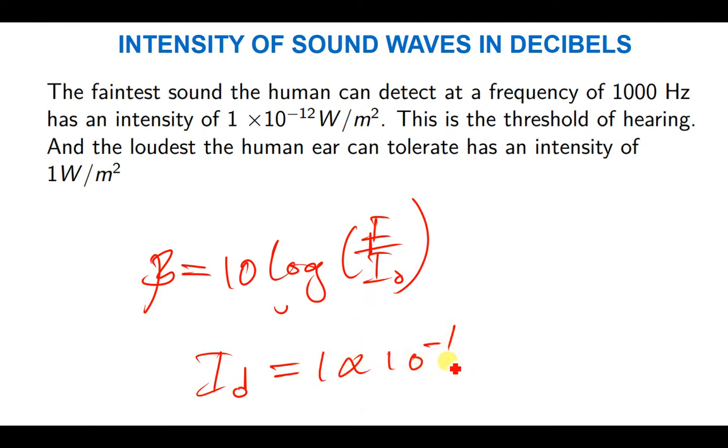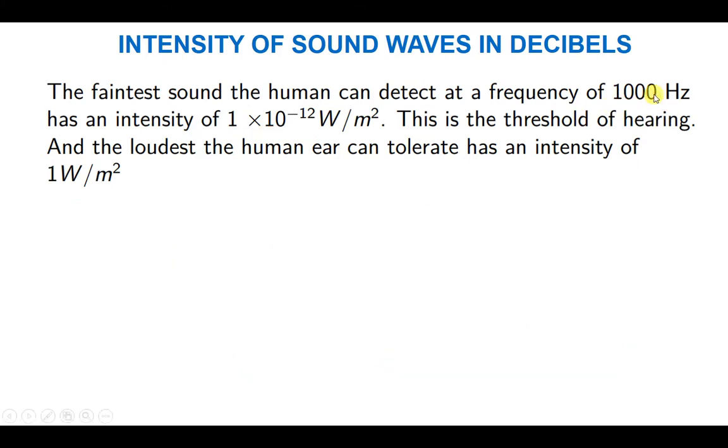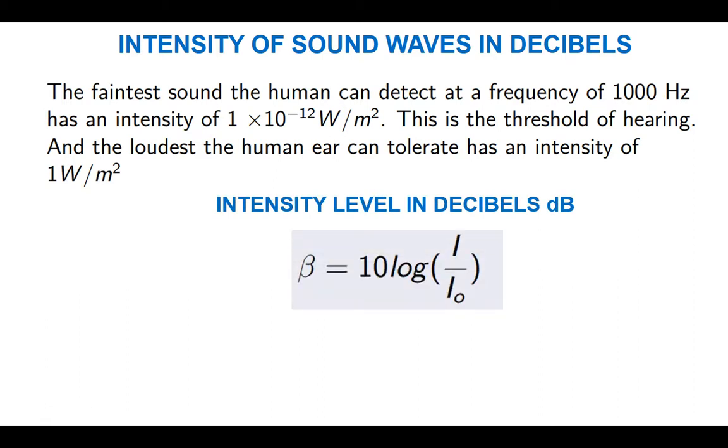I naught is equal to 1 times 10 to the power negative 12 watts per meter squared. That is the minimum intensity of sound that the human ear can detect, and then the maximum is simply 1 watt per meter cubed, and the frequency of that sound should be 1000 hertz. Alright, so this is the intensity level.